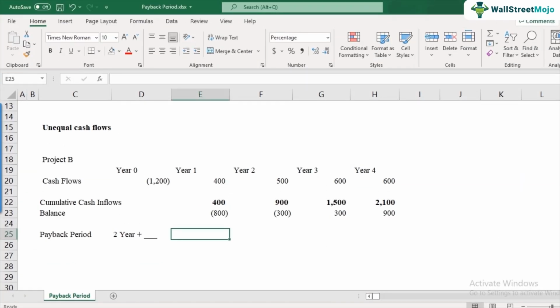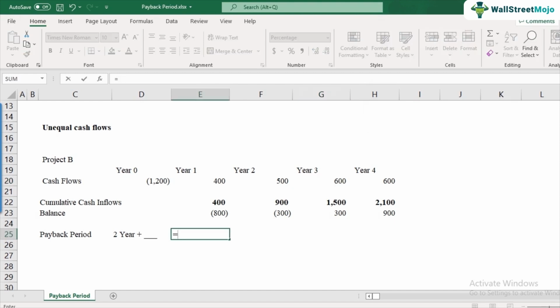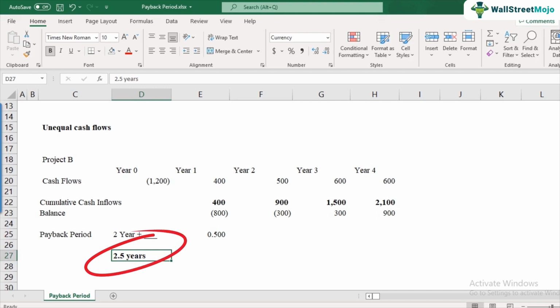So at the end of year 2, we have $300 as balance. And if you look at year 3, the cash flow is $600. Okay, so assuming that the cash inflows happen throughout the year, how much time will you take to recover $300 from that? If you look at the calculation, this will be $300 divided by 600, right? So it will take half a year to recover your investment of $300. Okay, so the fraction we are talking about, 2 years plus something, is nothing but 0.5. So this will be equal to 2.5 years. So the payback comes out like this in case of unequal cash flows.